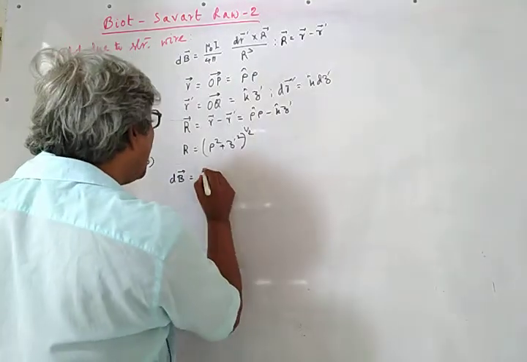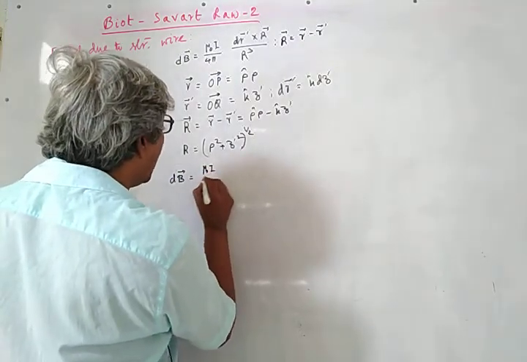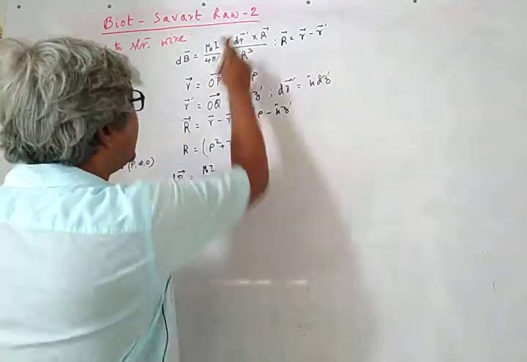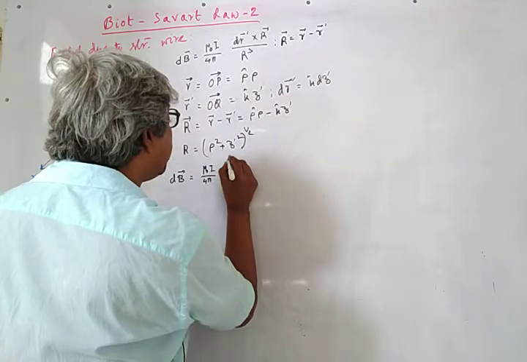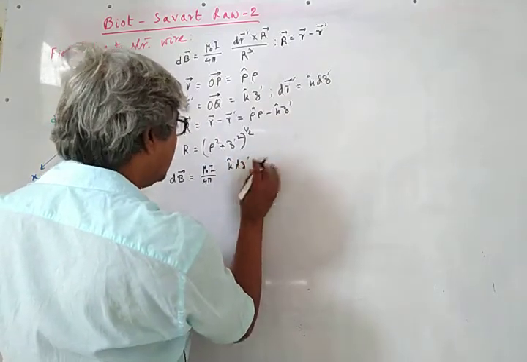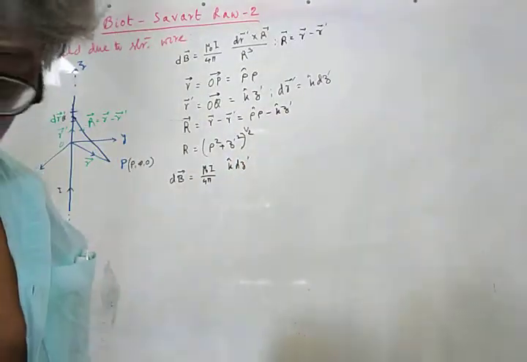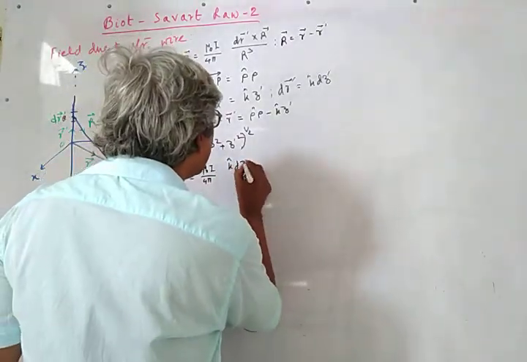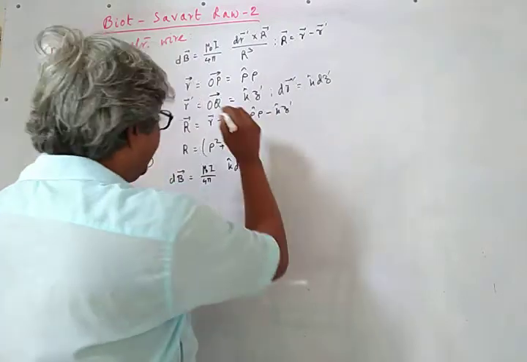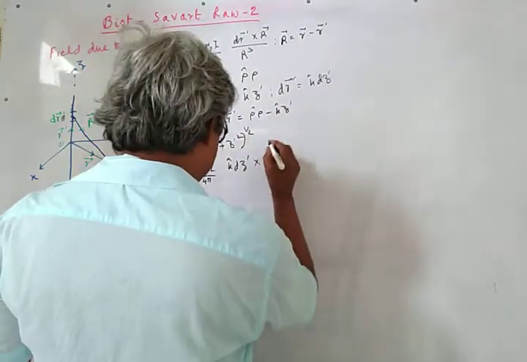It is mu 0 I upon 4 pi. Then for dr I write k cap dz prime, and for capital R we write this.